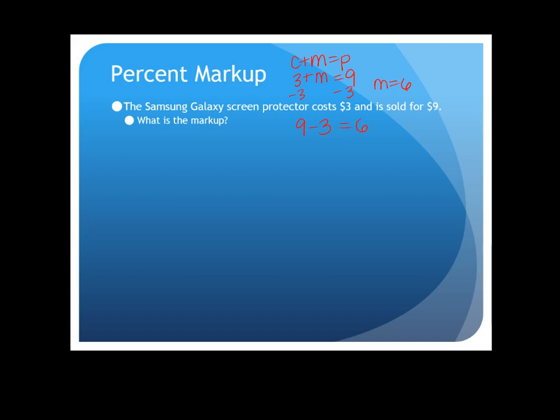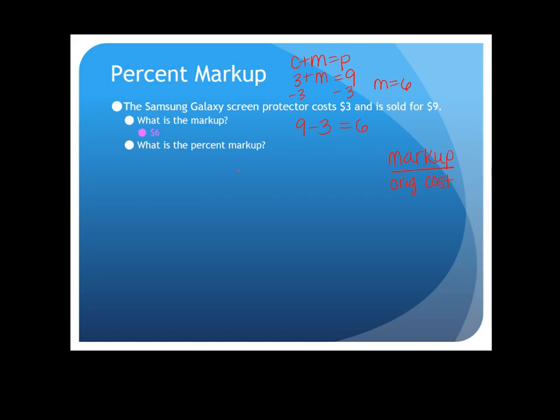So I get $6 is how much it was marked up. If they just want to know the markup, you're done. But I want to know the percent markup. To find the percent markup, I'm figuring out what percent of the original amount it was marked up. So I'm going to take the amount of the markup and divide by the original cost, or the wholesale price.